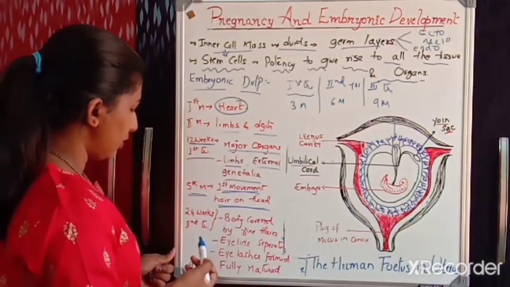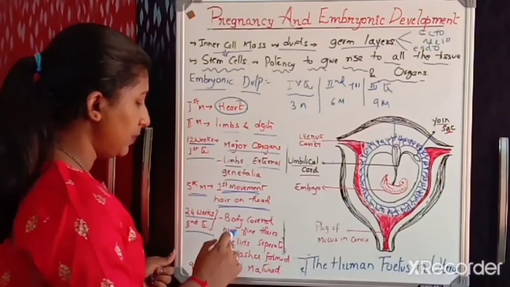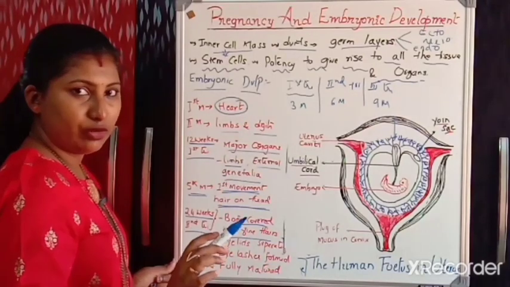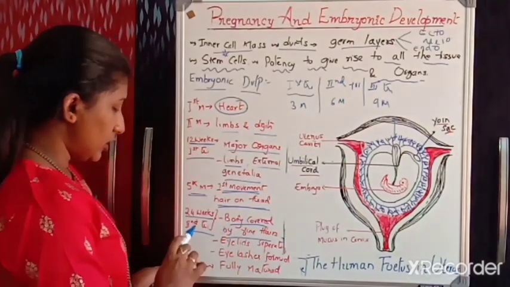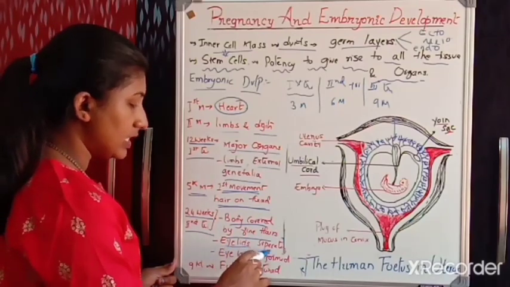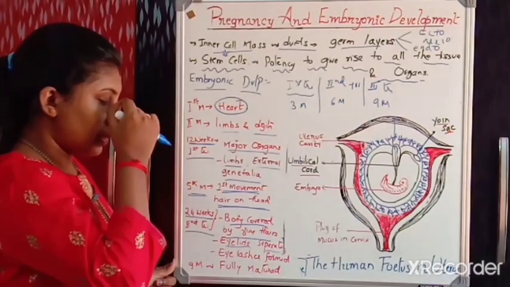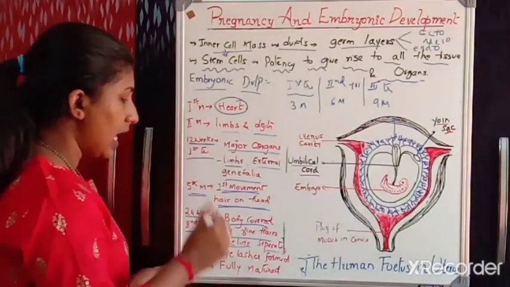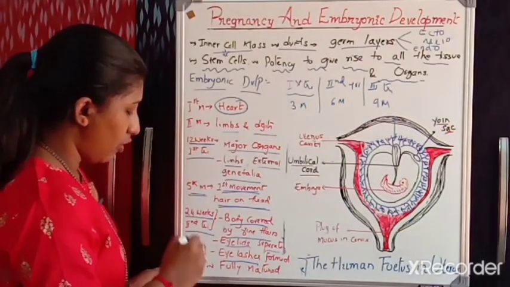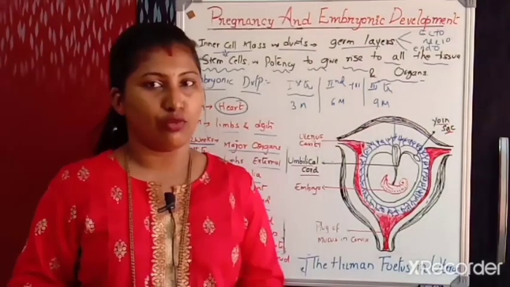Okay, head hair formation takes place, and in the 24th week or second trimester, the body will be covered with fine hairs. So head hair formation already takes place, but body hairs will be formed in the second trimester, that is by the 6th month. Then eyelid separation takes place. Initially the eyelids are joined, so separation of the eyelids takes place, and also the formation of eyelashes. Okay, eyelashes also form, and by the 9 months a fully matured baby will be formed.